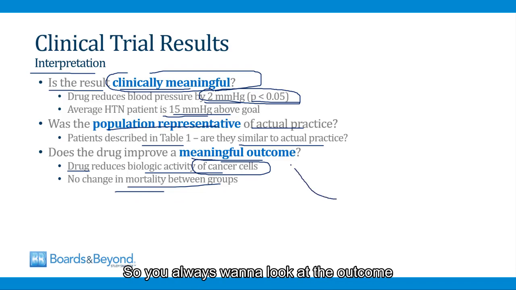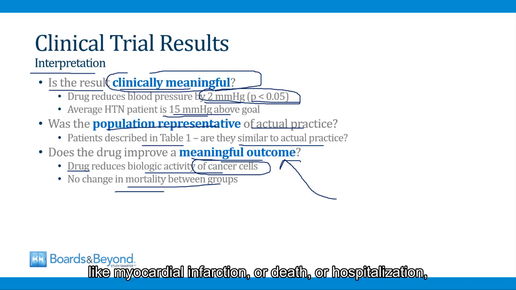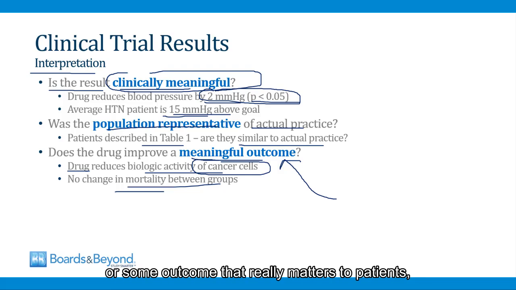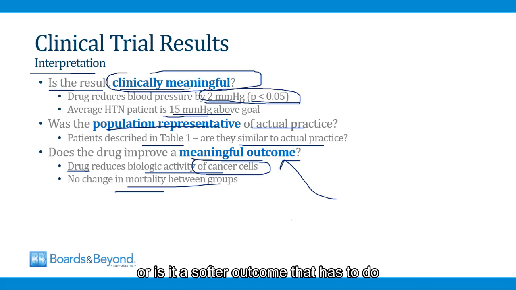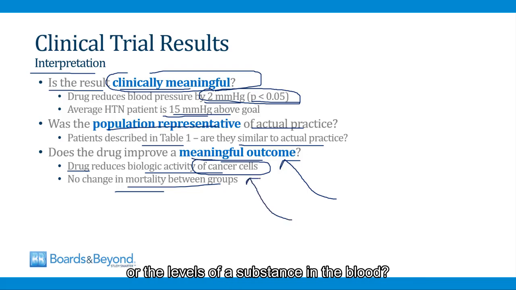So you always want to look at the outcome from a clinical trial and ask yourself, is that meaningful to patients? Is that outcome something like myocardial infarction or death or hospitalization or some outcome that really matters to patients? Or is it a softer outcome that has to do with something like cells in the body or the levels of a substance in the blood?